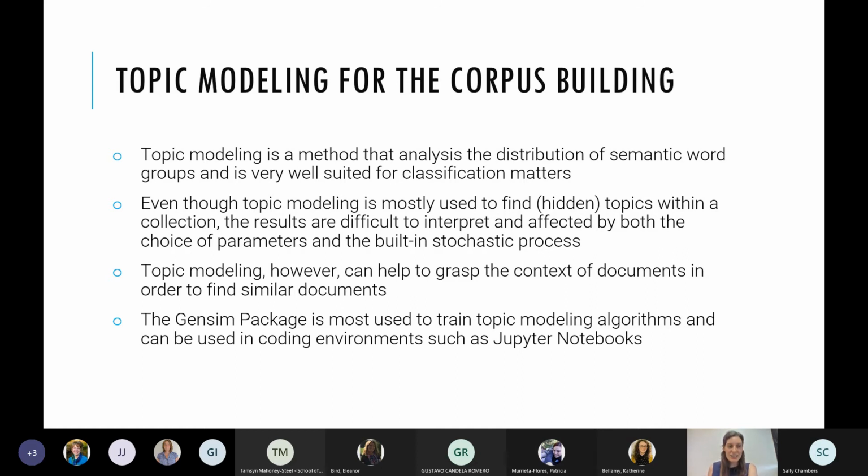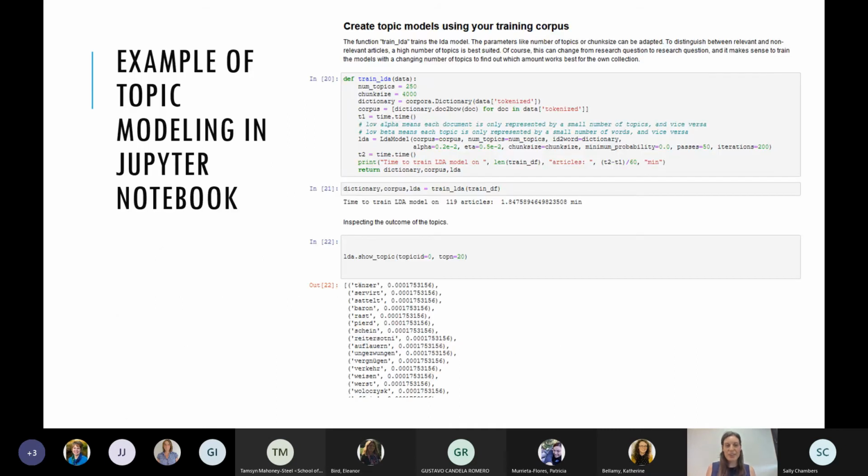So I was using the Gensim package. It's a Python package. It's actually the most used one to train topic modeling algorithms. And it can be used in coding environments such as Jupyter Notebooks. Jupyter Notebooks are really convenient because it's a coding environment that allows you to write code, but also to describe and explain what you're doing, all in one, in different cells. And it's really nice to work with, especially as non-digital experts, also to learn from and to use them.